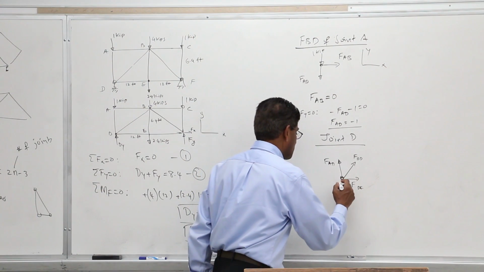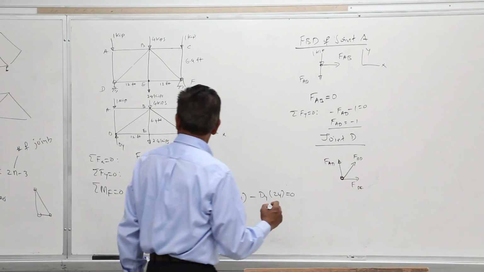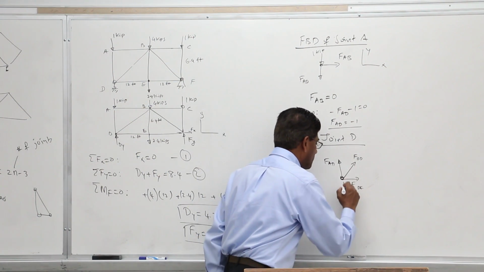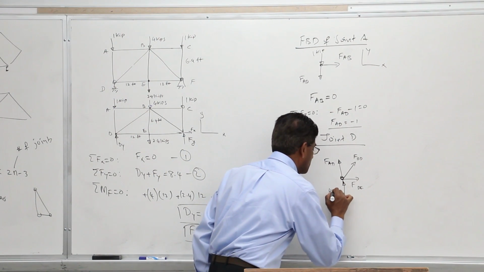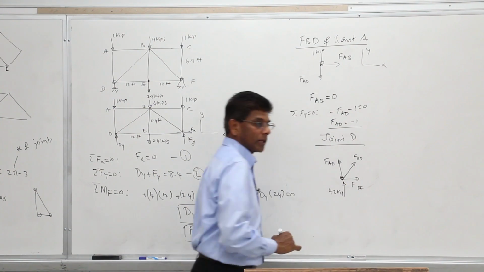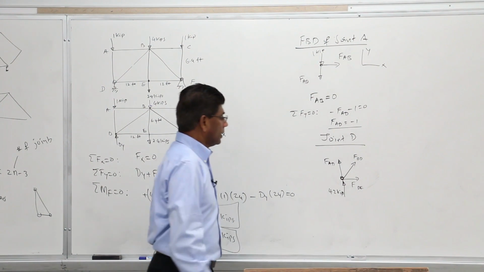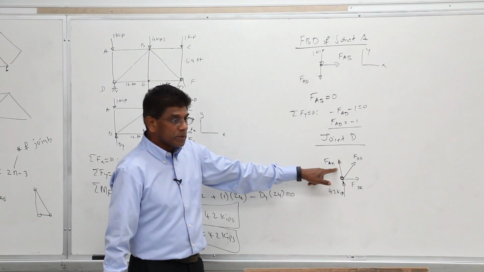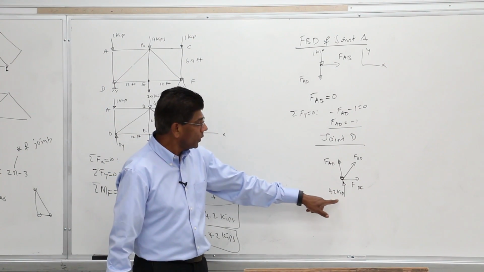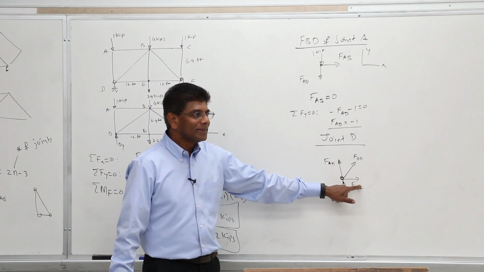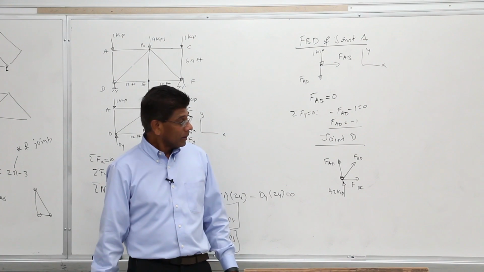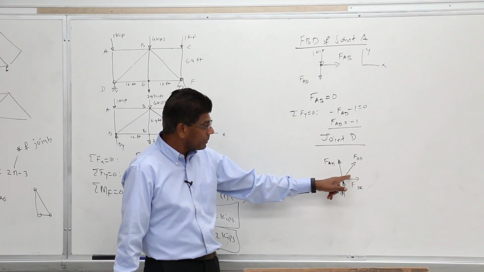What is left? D sub y, right? Which is equal to what? 4.2 kips. Since it is a support reaction, I'm going to put that value right there. We know this member force, we know this support reaction, that leaves us two members, and therefore I should be able to solve. But I cannot solve it because I'm missing this angle.